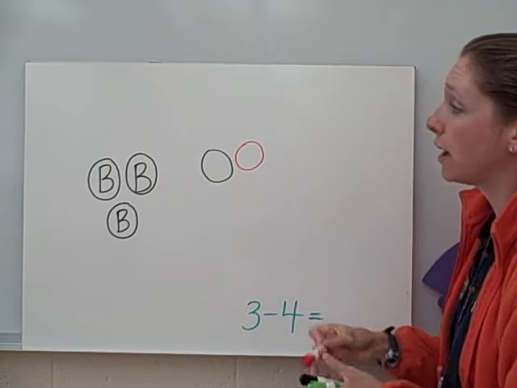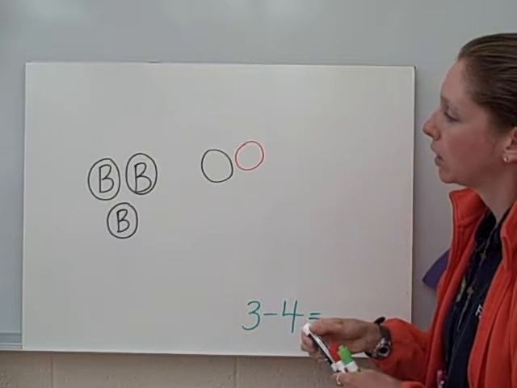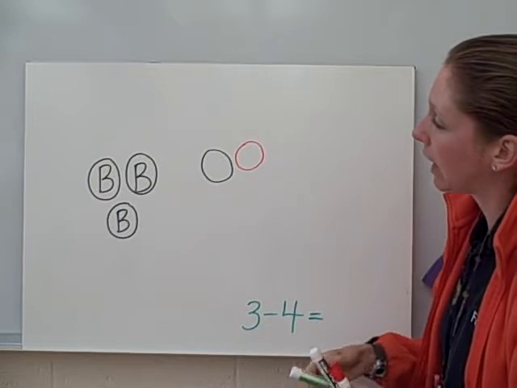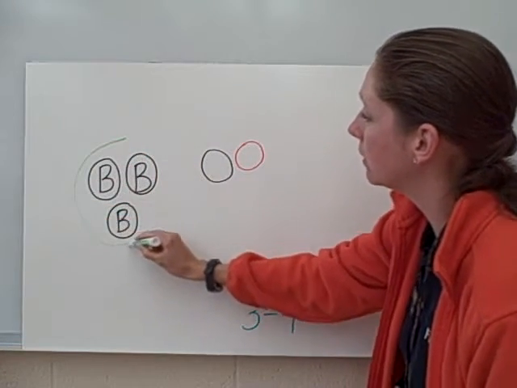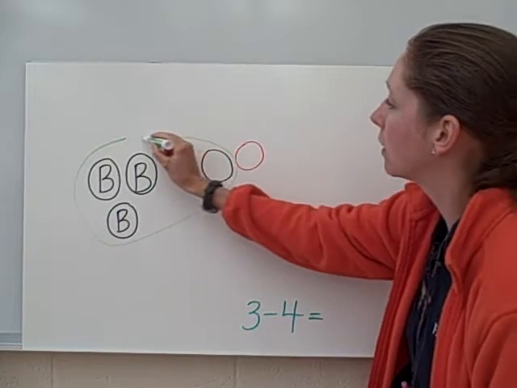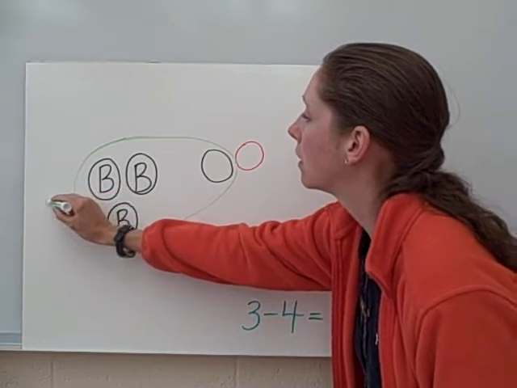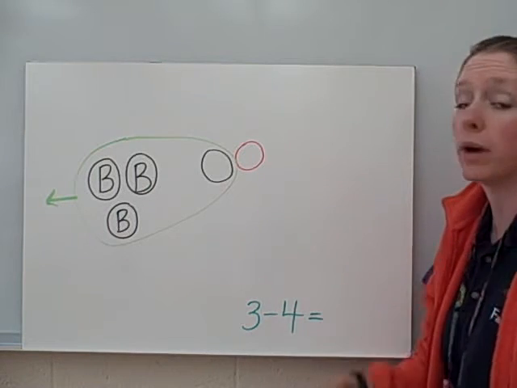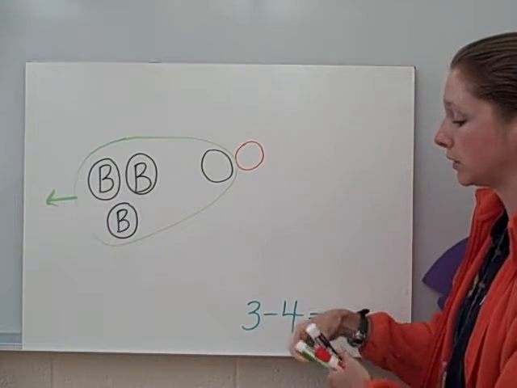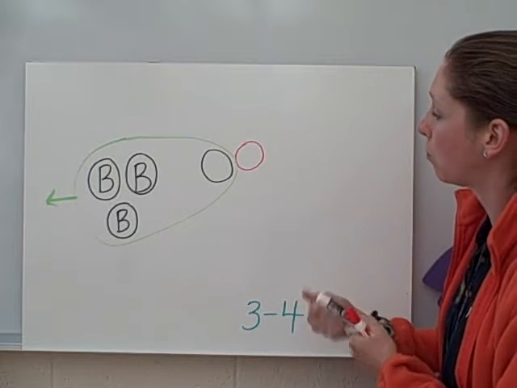So now I do have 4 to take away. So imagine that these 4 black are going to leave. We're going to take them away. And now I'm left with 1 red. So 3 minus 4 is equal to negative 1.